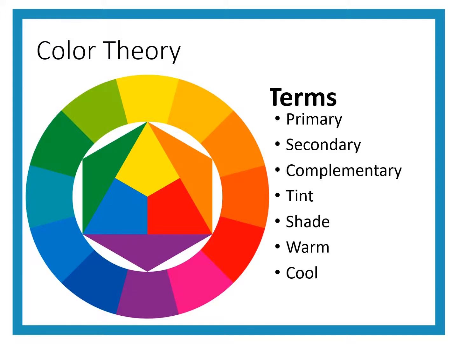So the next two terms that I want to talk about are tint and shade. So a tint is any color with white added to it. A shade is any color with black added to it. Now this becomes important when we start blending things for eyeshadows and making them darker and lighter.